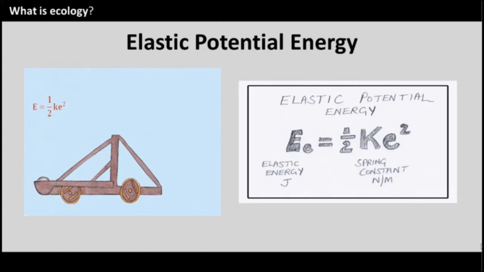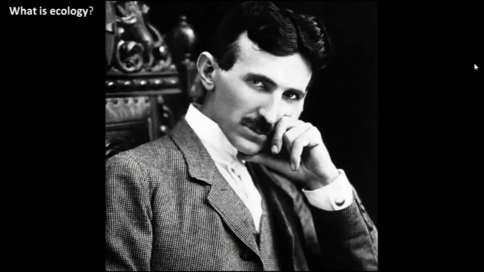There we've got a picture of a catapult. There it goes. E equals half KE squared. Units of magnetic flux density are, of course, the Tesla. Nikola Tesla, Serbian mathematician and engineer, who came up with the idea of alternating current, invented the transformer, and laid the framework for our modern electrical system.